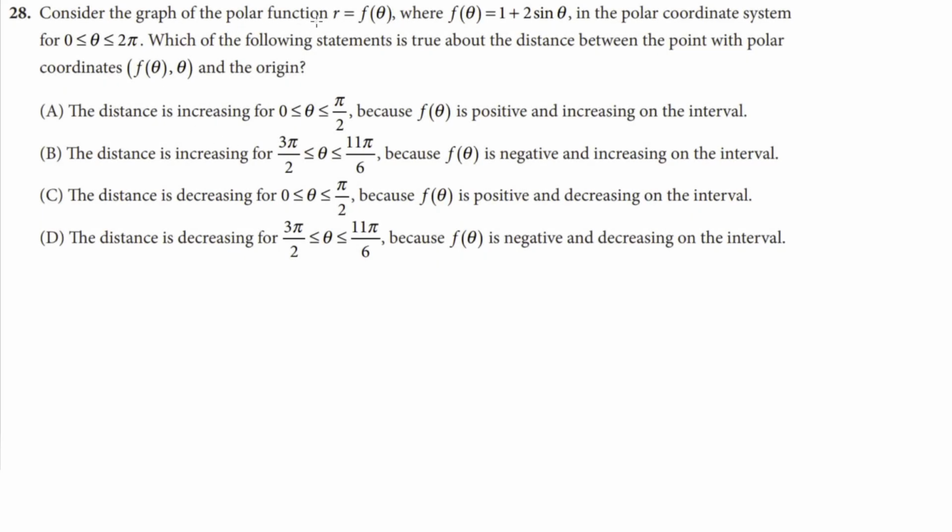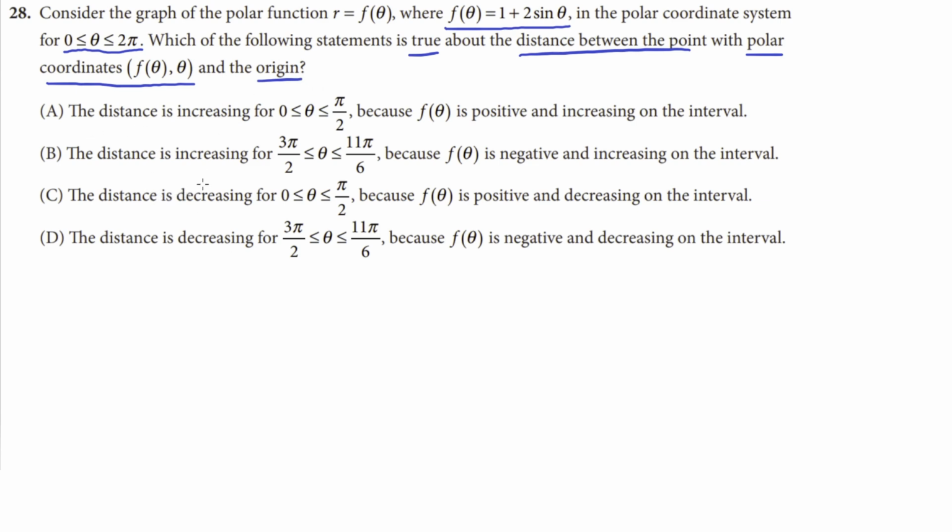Consider the graph of the polar function r equals f of theta, where f of theta equals 1 plus 2 sine theta, in the polar coordinate system, for theta greater than or equal to 0 and less than or equal to 2 pi. Which of the following statements is true about the distance between the point with polar coordinates f of theta, theta, and the origin?